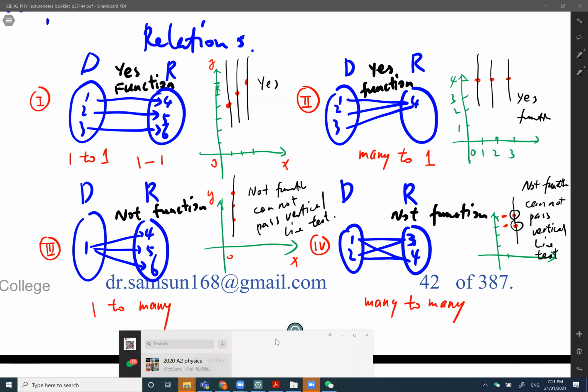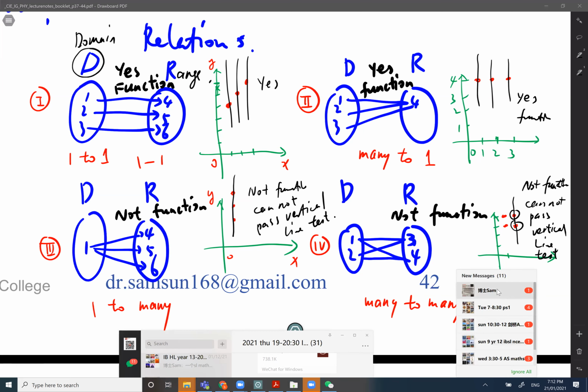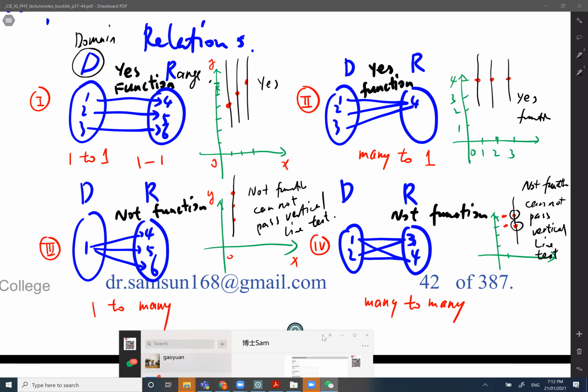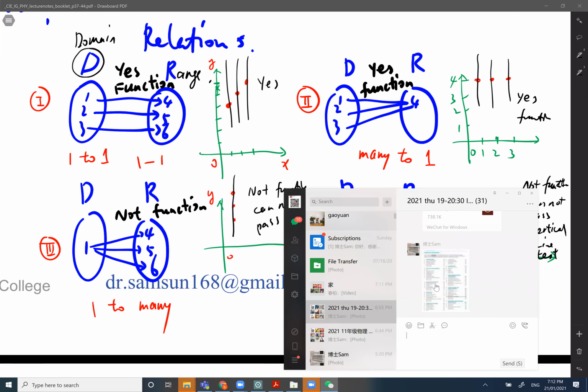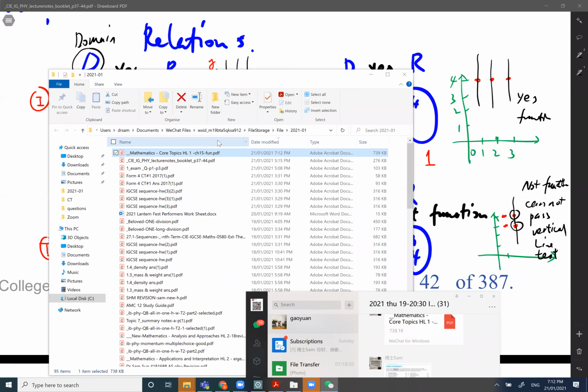For the first two functions, what's the domain? For the first one, what's the domain? Eden said 1, 2, 3. Yes, that's why I use D. This is called the domain, the possible input. Range is the possible values of output. So domain and range are ideas you learned. Our group people know those ideas already, that's why we jump to revision questions.